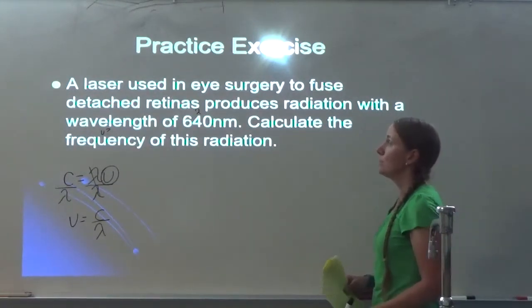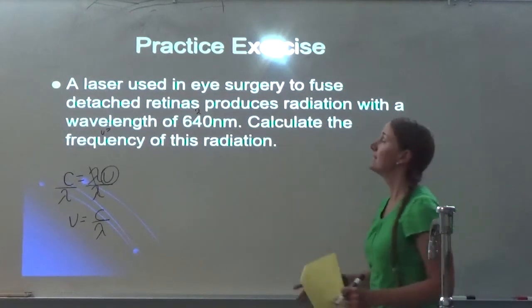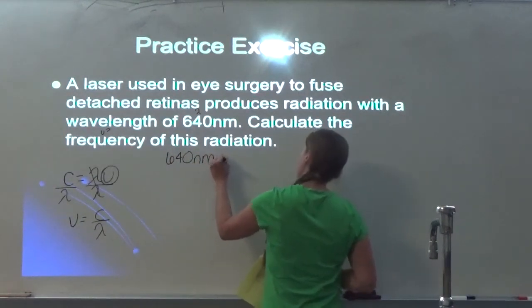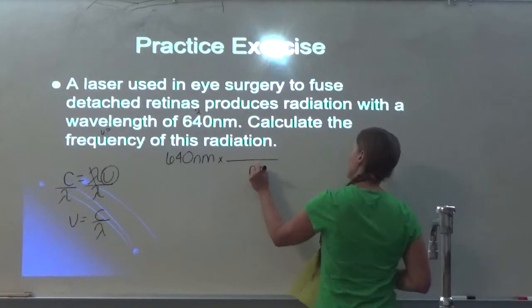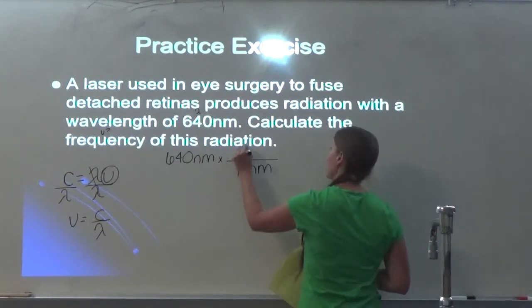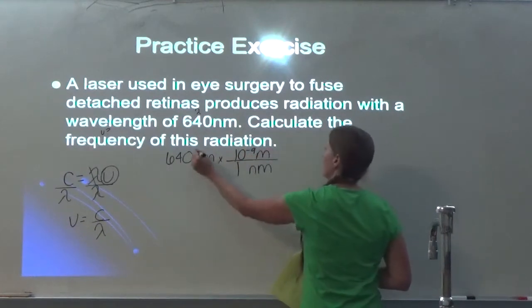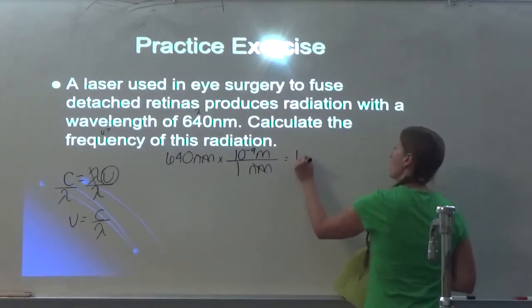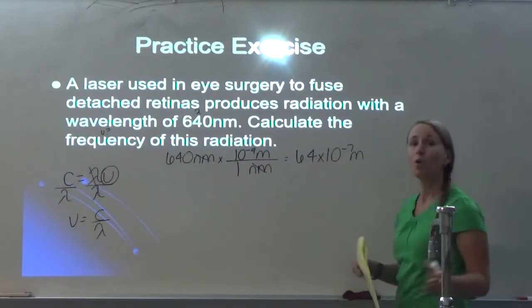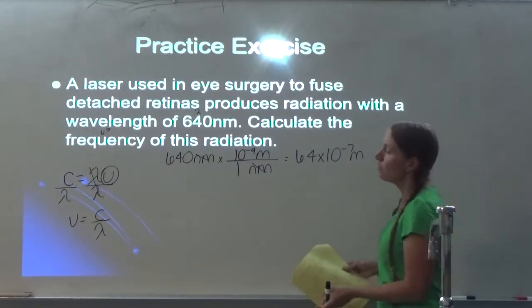All right, so the problem with my wavelength, again, is it's in nanometers. So I take my 640 nanometers. I know golden rule says nanometers goes on bottom. The prefix unit always has the 1. The power for nano is 10 to the negative 9. So once I multiply, I get 6.4 times 10 to the negative 7 meters. Once I have meters, I can plug into my formula.